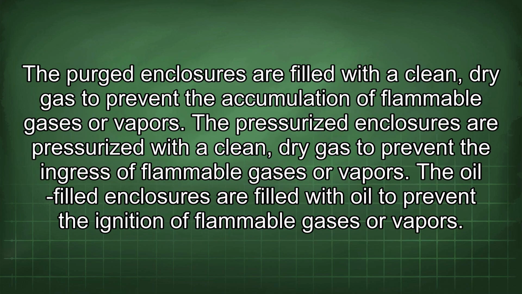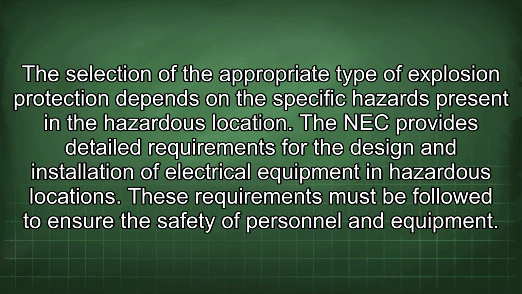The purged enclosures are filled with a clean, dry gas to prevent the accumulation of flammable gases or vapors. The pressurized enclosures are pressurized with a clean, dry gas to prevent the ingress of flammable gases or vapors. The oil-filled enclosures are filled with oil to prevent the ignition of flammable gases or vapors. The selection of the appropriate type of explosion protection depends on the specific hazards present in the hazardous location. The NEC provides detailed requirements for the design and installation of electrical equipment in hazardous locations. These requirements must be followed to ensure the safety of personnel and equipment.